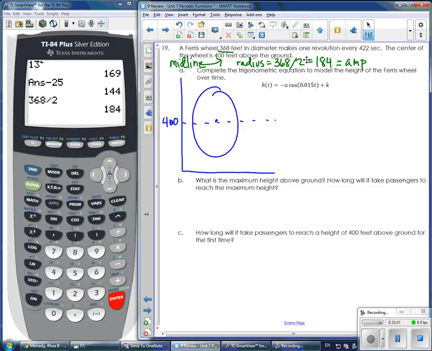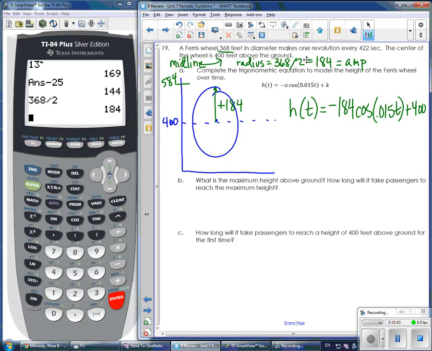And so if I wanted to write my equation, I know that h of t, I'm not going to change the negative, it's going to stay out there. My amplitude is 184, and then I'm going to have times the cosine of 0.015 t plus my midline, which we said is at 400. So that's how I would get the equation for the path of the Ferris wheel. If I want to figure out the maximum and the minimum height, well, in letter B it's just asking for the maximum height, I need to use my amplitude. So 400 plus 184 would give me a maximum of 584.